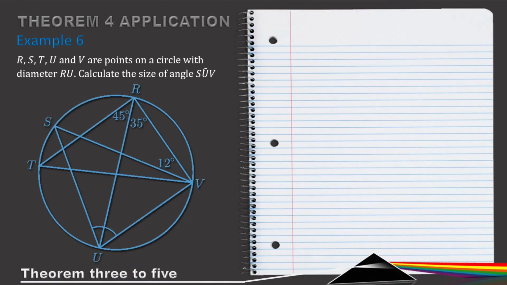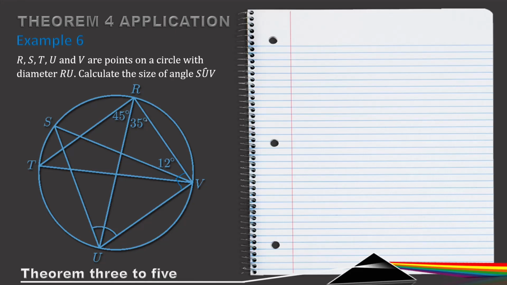Then for example 6, R, S, T, U, and V are points on a circle with diameter RU. Calculate the size of angle SUV. Now what do we know? Those are all points. We want this angle, and this is a diameter. So first of all, when we know this is a diameter, it subtends a 90-degree angle over there.